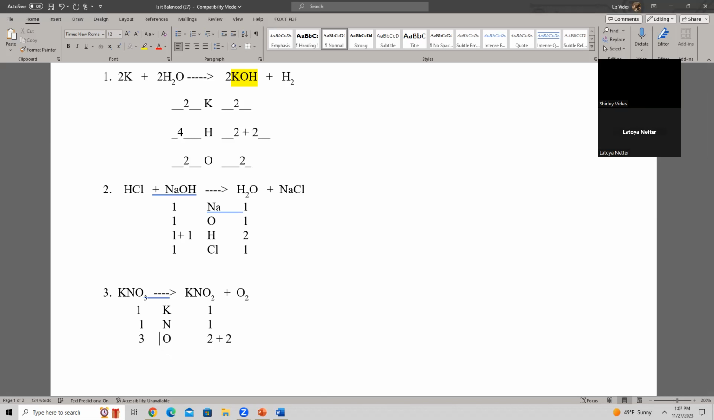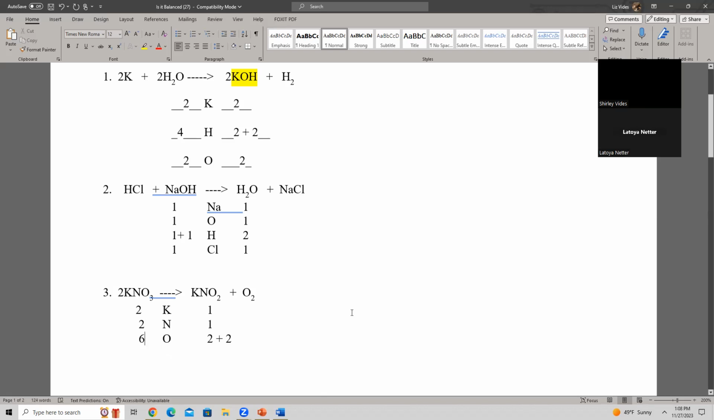Nope, we can't do that. We need to multiply the 3 by 2. So putting a 2 in front of the 3 makes 6, and look what changes. The potassium changes to 2, the nitrogen changes to 2, and this changes to 6.